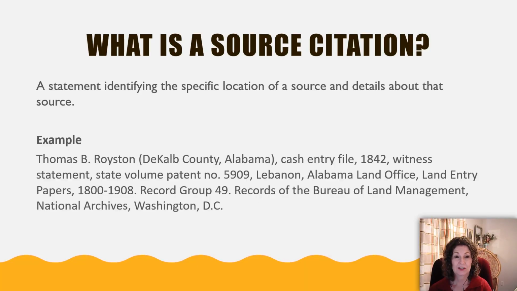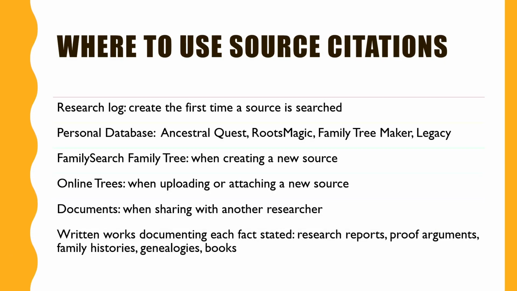Now, a source citation identifies a specific location of a source and gives details about that source. The source citation that goes with the document I just showed you gives a lot of information. Let's see what we can learn. Thomas B. Royston of DeKalb County, Alabama, Cash Entry File 1842, Witness Statement, State Volume Patent Number 5909, Lebanon, Alabama Land Office, Land Entry Papers, Record Group 49, and this is at the records of the Bureau of Land Management at the National Archives. So now you know exactly what that paper was, and exactly where to go to find it.